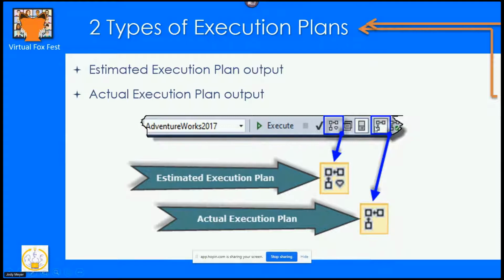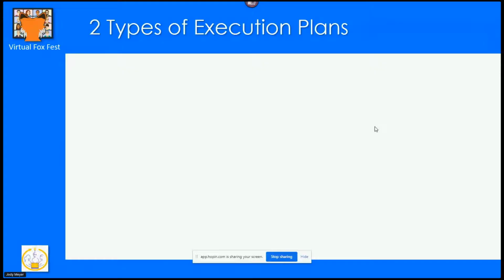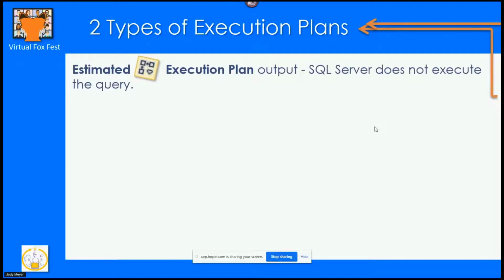Actual, it will give you the actual number of records and that kind of thing. The execution is after the fact, so you have to run the query with the actual execution plan to have the execution plan show up. With the estimated execution plan, you just need to click that button and it will produce the estimated execution plan. So let's talk about these real quick and then we'll get into SSMS.